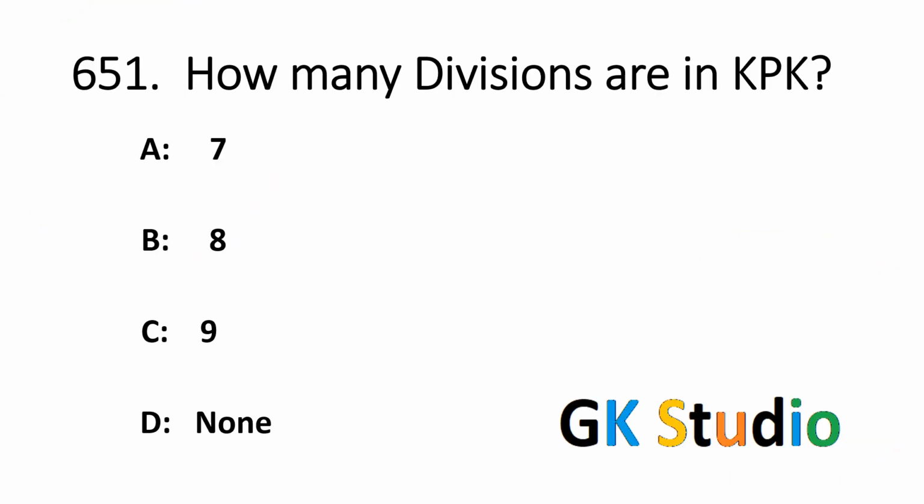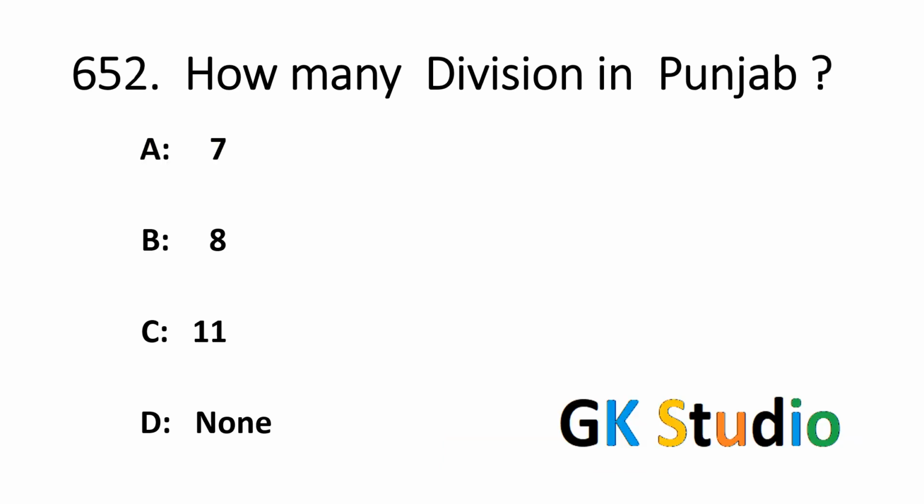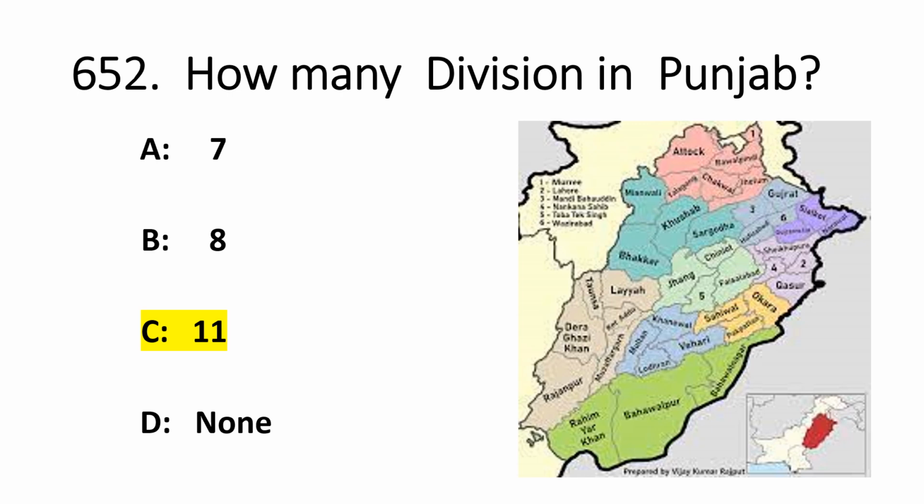How many divisions are in KPK? 7, 8, 9, none. The correct answer is 7. There are 7 divisions in KPK, Khyber Pakhtunkhwa. How many divisions in Punjab? 7, 8, 11, none. The correct answer is 11.